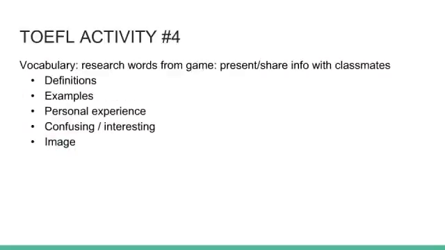Activity number 4 is a vocabulary activity, and in this activity students are to research words from the game and present and share their information with classmates. And I say the word research because I'd like for them to find as much information as they can about the word. This could include definitions, examples, personal experience with the word, something confusing or something interesting about the word, and also an image to help illustrate the word, and possibly a variety of other information, whatever they think is relevant that helps them to better understand the word.